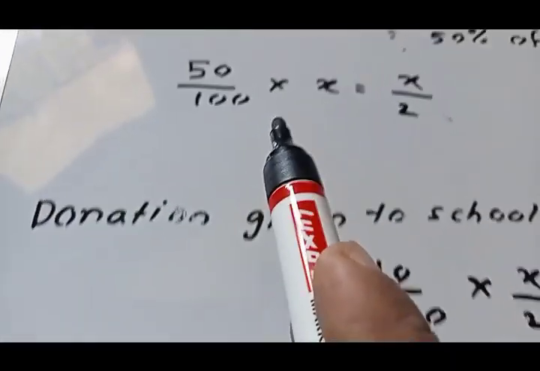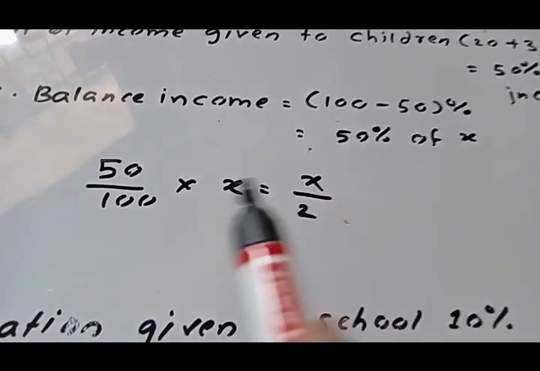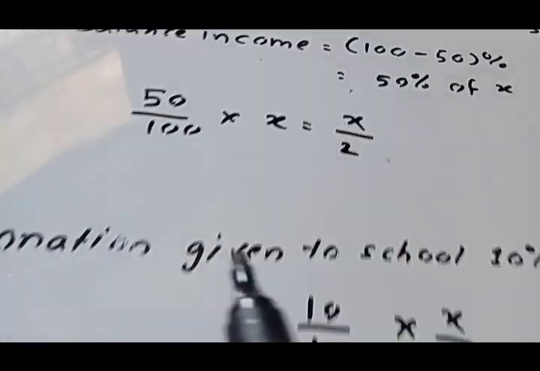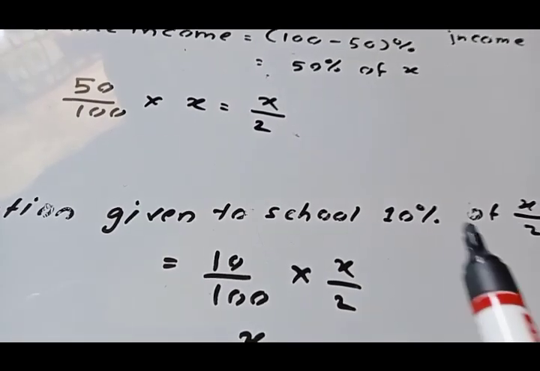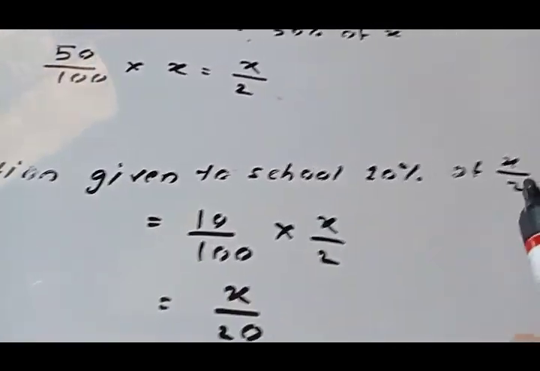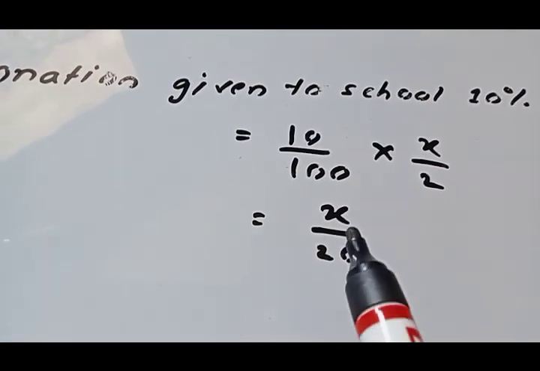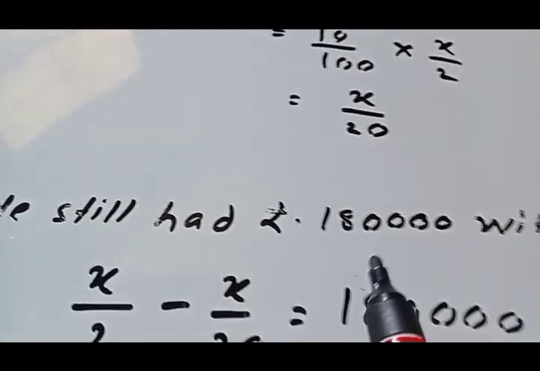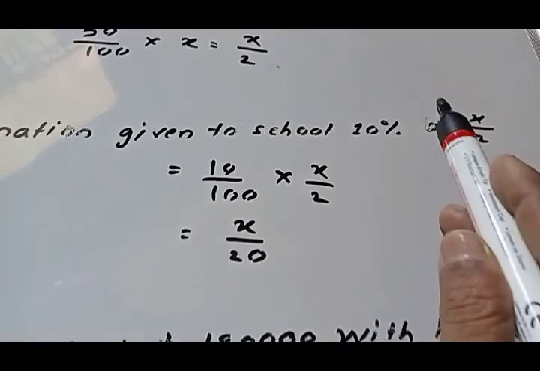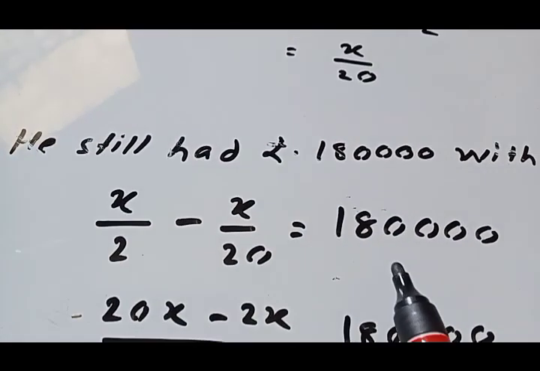Again, the balance income is 100 minus 50%. So 50 upon 100 into X gives X upon 2. Then the donation given to the school is 10% of X upon 2. So 10 upon 100 into X upon 2 gives X upon 20. Then he still had rupees 1,80,000 for himself as balance. So X upon 2 minus X upon 20 equals the balance 1,80,000.